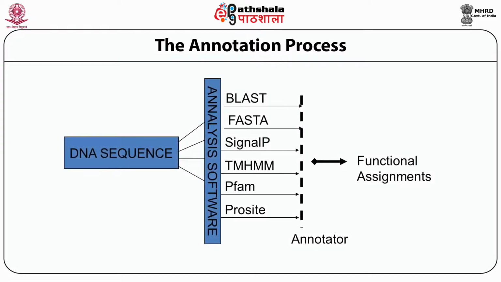We discuss the functional prediction process, or the gene annotation process. So you can simply have the gene sequences, and then the different annotators are used. These annotators are BLAST, which is based on similarity search; FASTA, which is also based on similarity search. Then SignalP prediction: signal peptide prediction helps to identify whether this protein is secretory or not. Then TMHMM is used to predict the helices in the protein. Then Pfam gives you the idea about the protein function family, and PROSITE helps to identify the motif. So these are the annotators used for the function assignment of the protein.